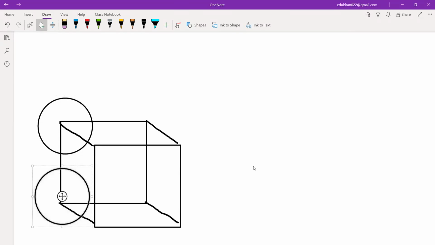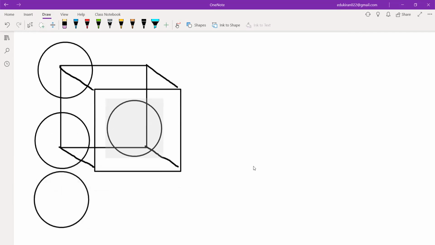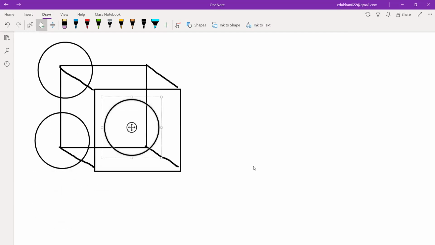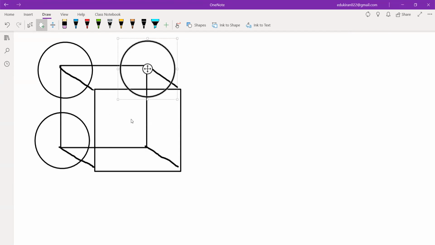And they are present in the corners, so they can also be present in the center of the face. Okay, they can also be present here, in the center of the face. They can be present in the edge center, many places.